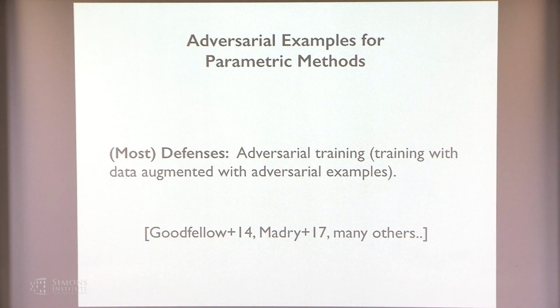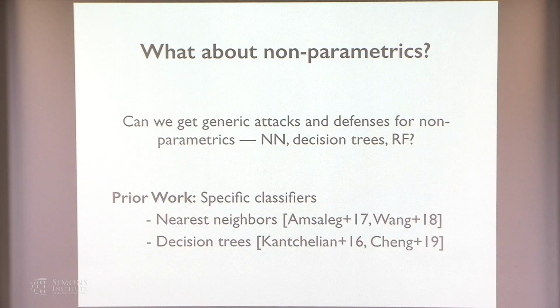And the defenses that work are what is called adversarial training. A lot of defenses are like this. Basically, what you do is train with data augmented with adversarial examples. People have been doing this for a while. I think Alex Madry's group has a very nice paper which offers some theoretical justification for it. But there are many, many others, and people have been doing this for a while.